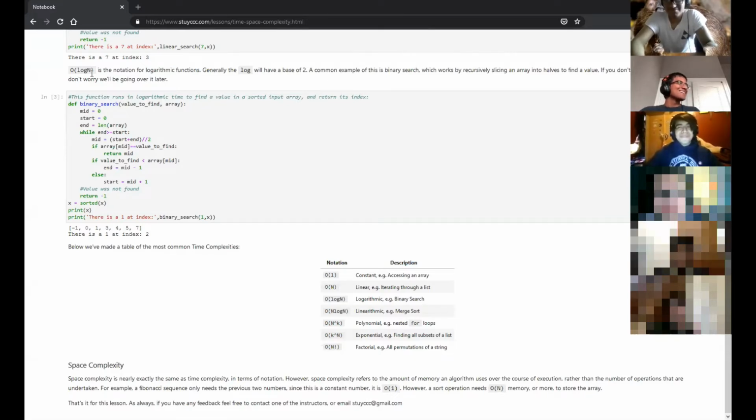And generally, when we're talking in computer science, the log will have a base of 2 because we work with binary very often. And an example of something that runs in log n time is binary search.